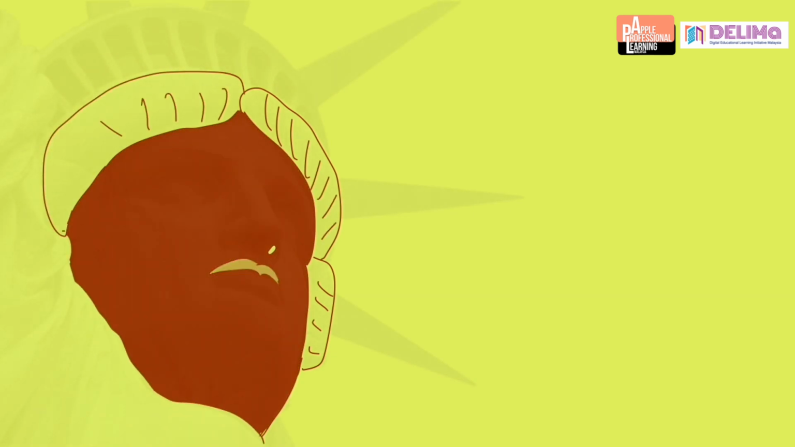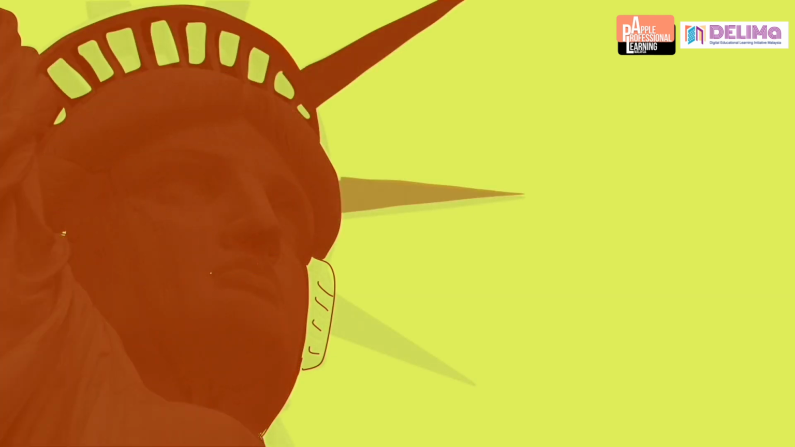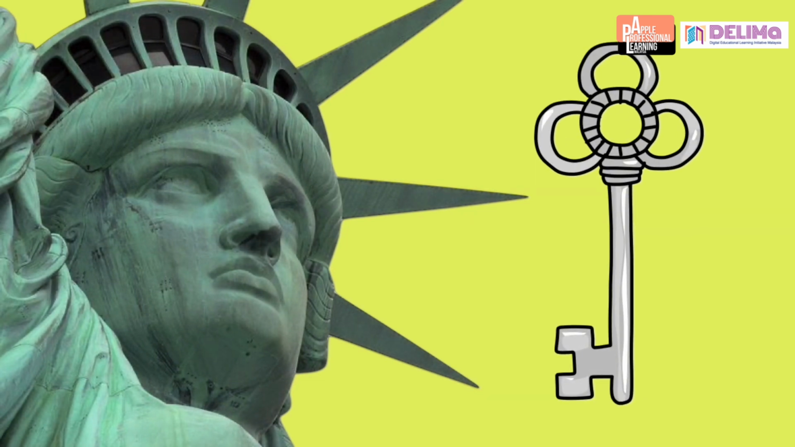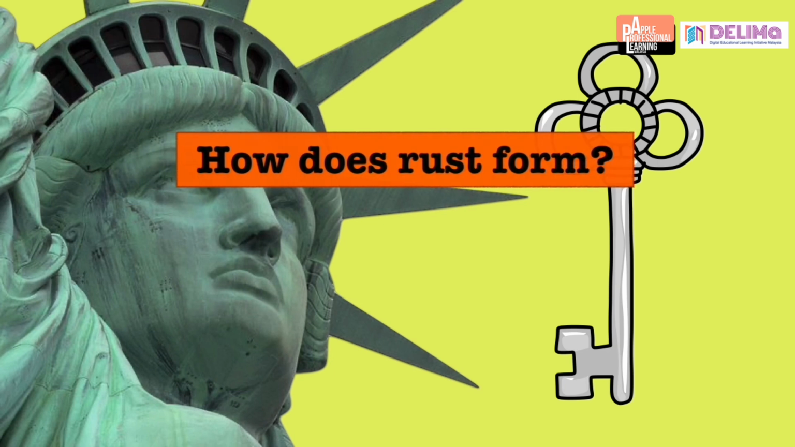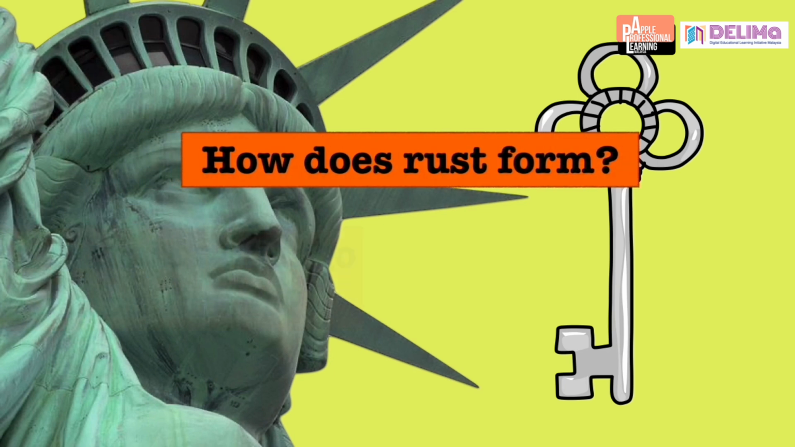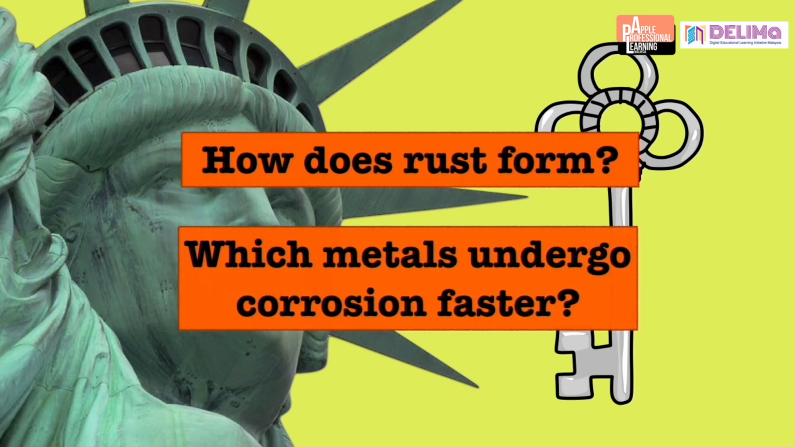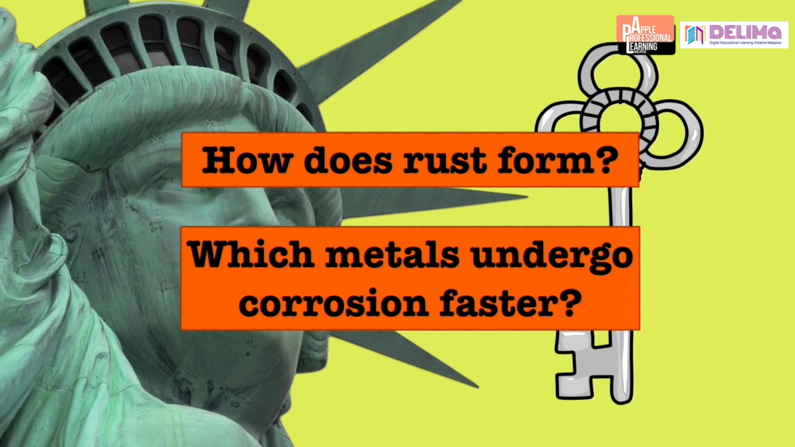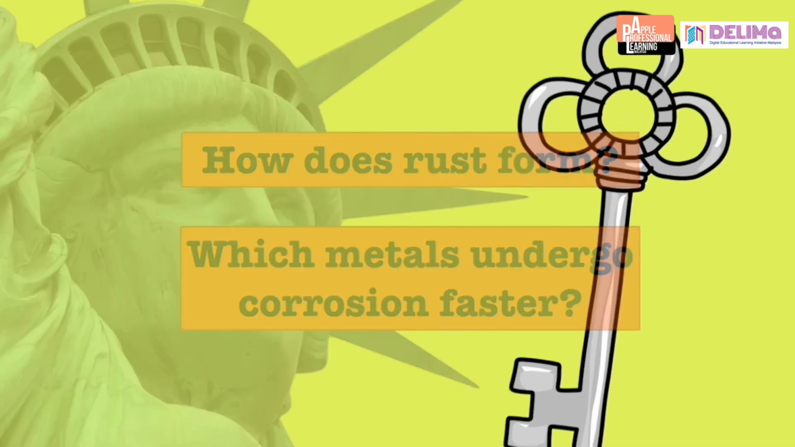Do you know the exterior of the Statue of Liberty is made of copper? The original color of the statue is reddish-brown. Over time, the copper oxidizes to form a green color. How does rust form? Which metals do you think undergo corrosion faster, copper or iron?